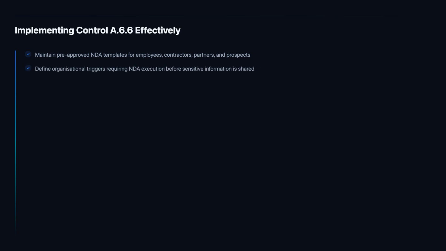Defining organizational triggers ensures that NDAs are executed proactively rather than reactively. Common triggers include sharing product roadmaps with potential partners, beginning procurement processes where technical or financial data will be shared with bidders, onboarding contractors who will access customer data, engaging consultants who will review security architecture or internal systems, and entering joint venture discussions. We document these triggers in the IS policy and train relevant teams, sales, procurement, HR, legal, to initiate the NDA process before sensitive information is shared rather than after the fact.